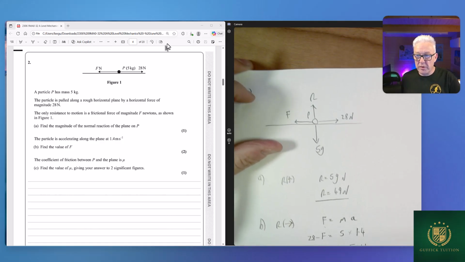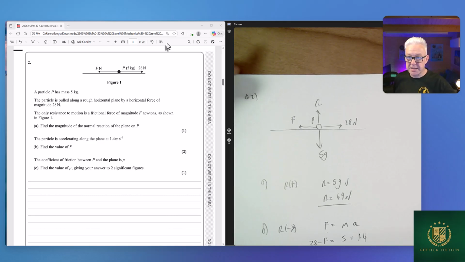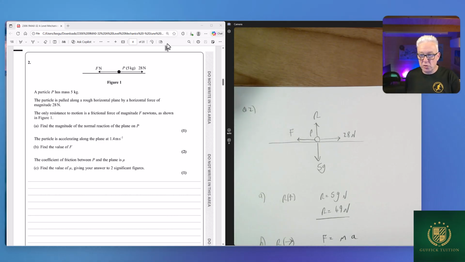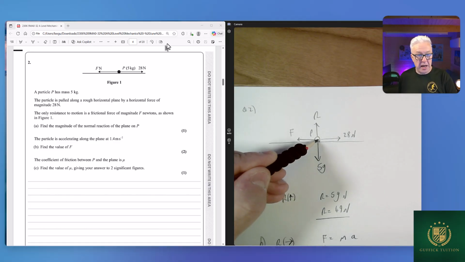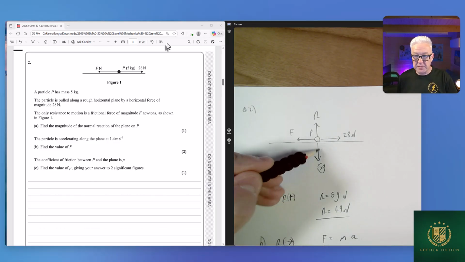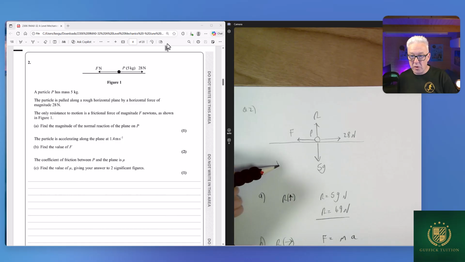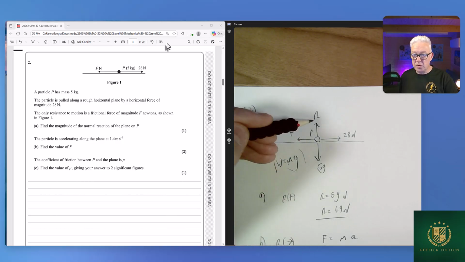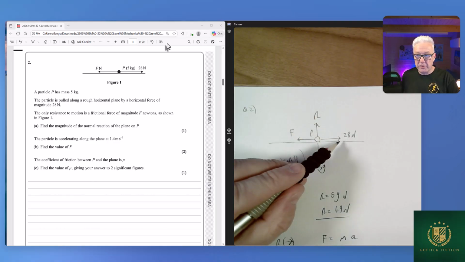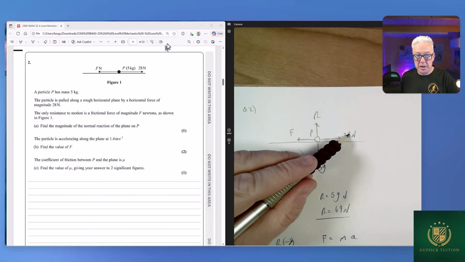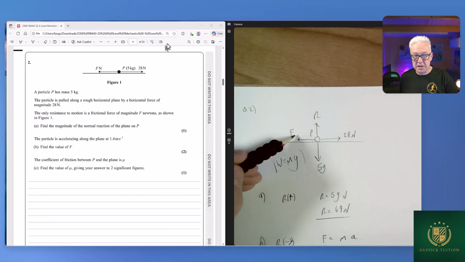Okay, so first of all, the first and most important thing with mechanics is let's get a sketch. That's absolutely essential in, I'd say, all mechanics questions. So we've got our particle P. It has a mass of 5 kilograms, so therefore the weight, remember weight is equal to mass times gravity, that is 5g. We have a normal reaction there. We've got a force of 28 newtons pulling it to the right and a frictional force acting to the left.